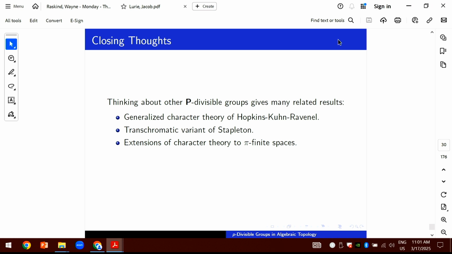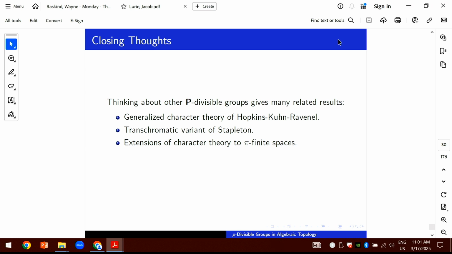And all of these previous results were some sort of character theory for these cohomology theories, meaning they had something to do with studying finite groups or the classifying spaces of finite groups. But those are just the easiest example of pi-finite spaces. And a lot of those theorems extend to general pi-finite spaces via this method.